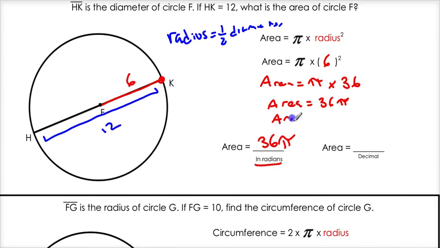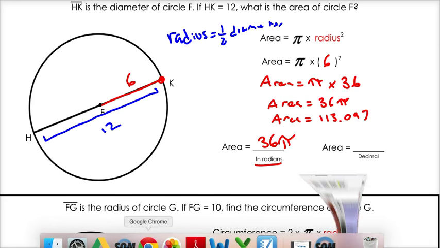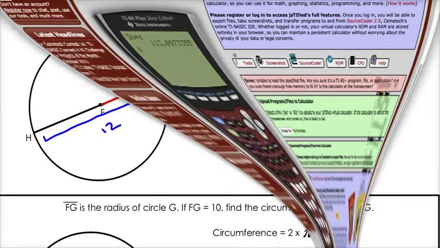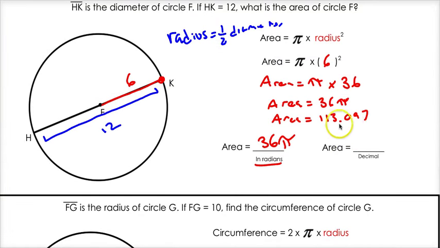Area equals 113.097. Let me check that just to make sure I got that right. 0.97. All right. Now I'm just going to leave it as is. I'm not going to round it to the hundredth, so we'll just leave it like this. It doesn't tell us where they want it rounded to, so this is good enough.